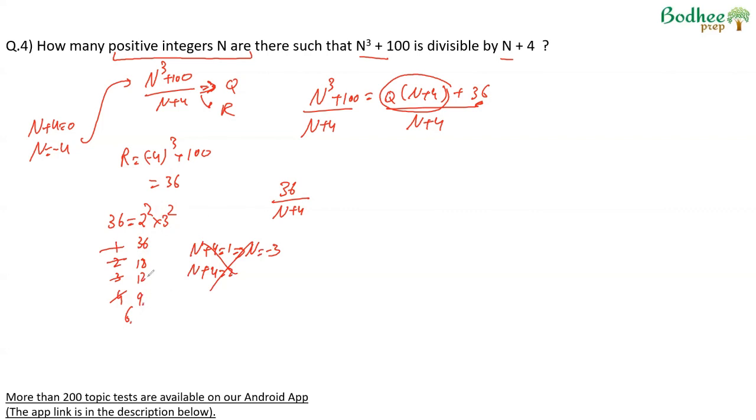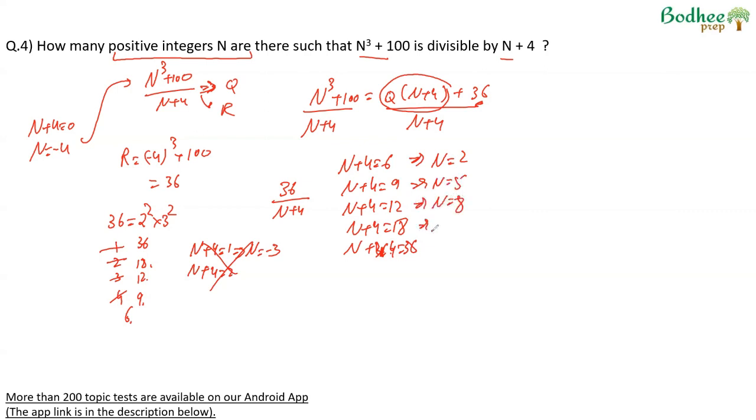So we get 5 cases where n plus 4 is 6, n plus 4 is 9, n plus 4 is 12. No need to write all of these cases. The answer is 5. But just to see, n plus 4 is 6, 9, 12, 18, and 36 are the factors that we'll use. So n could be 2, n could be 5, n could be 8, n could be 14, n could be 32. How many positive integers? 5 positive integers are possible.